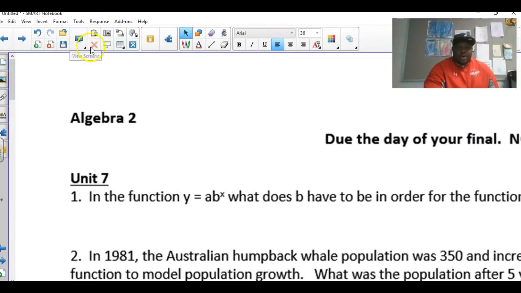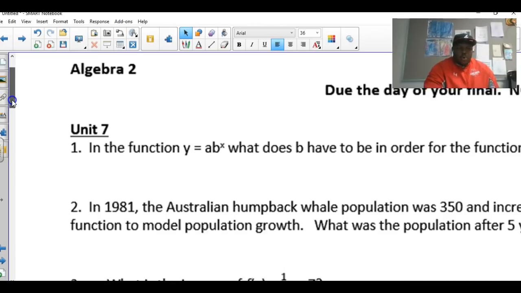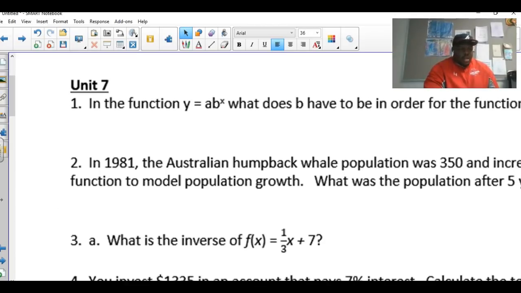This first part, question number 1 for Unit 7, guys. It asks us, in this function, y equals a times b to the power of x, what does b have to be in order for the function to be exponential decay and exponential growth?